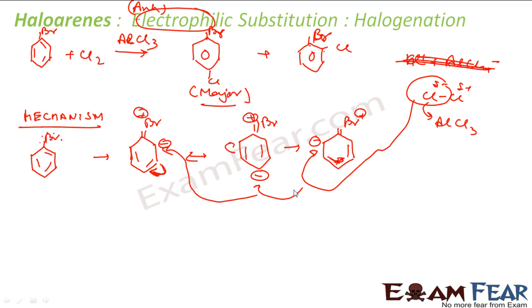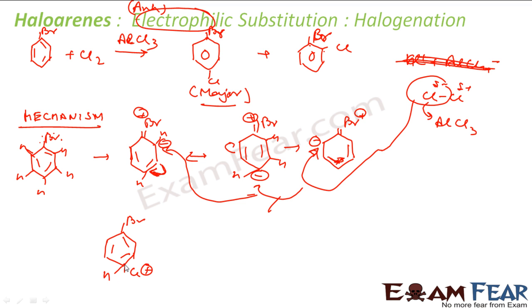Now this Cl plus will attack the negative center. At all these positions there is hydrogen also. Everywhere there is one hydrogen, so you can draw it here to be more specific. So let's assume that it has attacked this position. We are using the normal structure because this is the resonating structure. So here it is Br, here I have Cl, and then I have H and Cl plus.